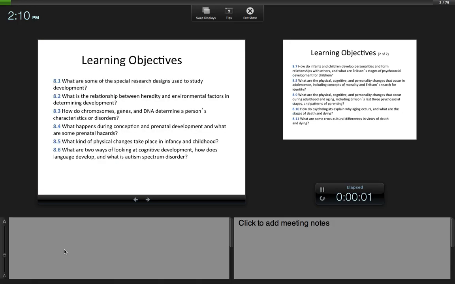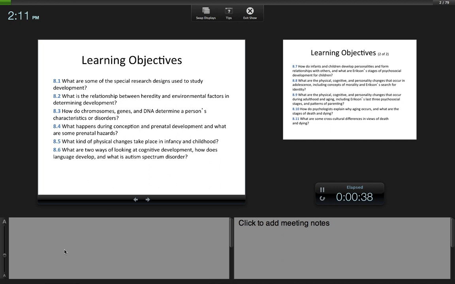Okay, so let's look at some of the learning objectives. We'll talk about the special research designs that are used to study development in people. We will revisit the basic experimental design, and then we'll talk about why that design presents a little bit of a problem for developmental psychologists. We'll look at the relationship between heredity and the environment in determining development in people. We'll look at chromosomes, genes, and DNA a little bit. We're not going to go into crazy depth on DNA stuff. Relax, we're good. And we'll look at how chromosomes, genes, and DNA determine a person's characteristics or disorders that we see in people.